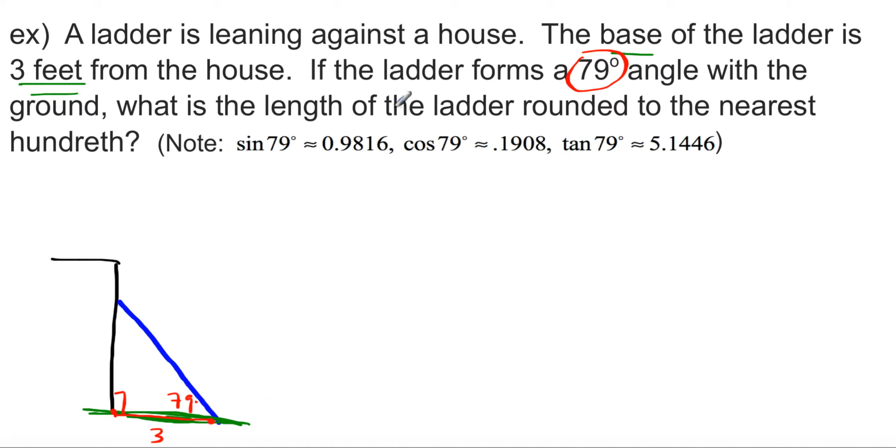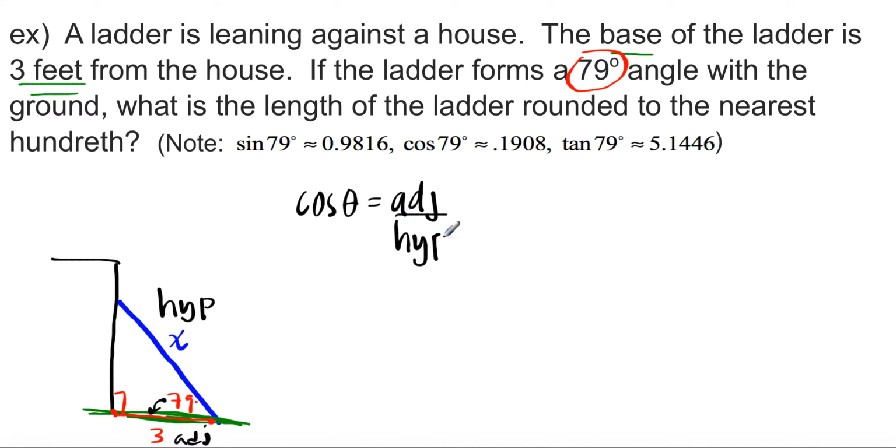Okay, well let's call the length of the ladder x. So with our angle there, 79 degrees, we have the hypotenuse because the ladder is the hypotenuse. So x is the hypotenuse. And then 3 is adjacent to 79. So if I have an adjacent piece and I have a hypotenuse, that tells me I'm using cosine because the cosine of an angle is defined as adjacent over hypotenuse. Okay, so let's solve. The cosine of 79 degrees is equal to adjacent 3 over hypotenuse x.